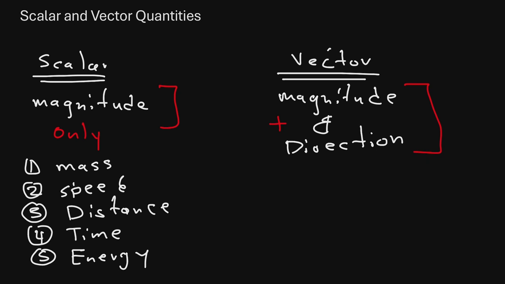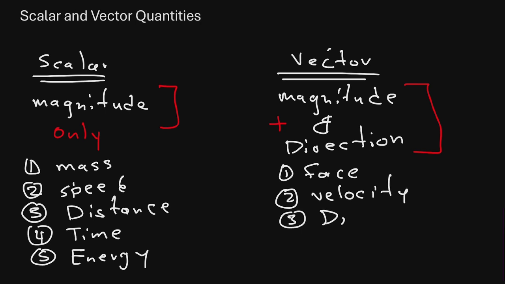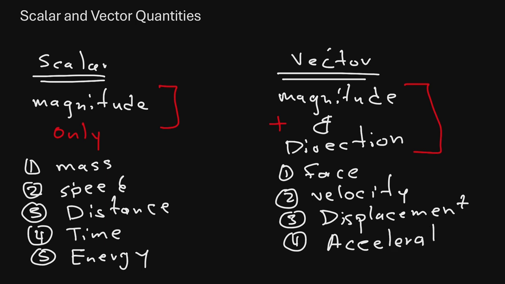So we'll also look at examples of vectors. The first one will be a force. Then we have velocity, displacement, then we have acceleration, and then we have momentum. So we have a lot of them moving on like that. Okay, so vector quantities, they must have what?